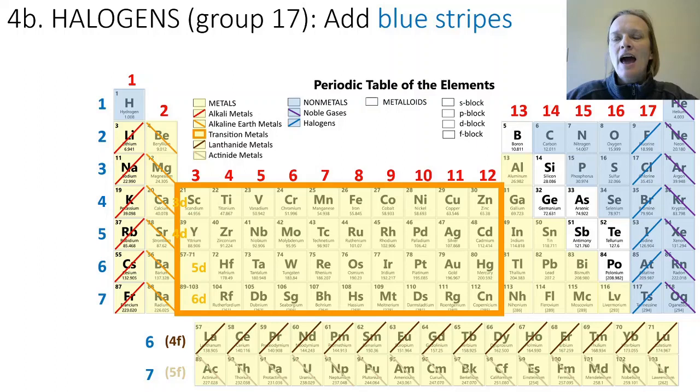Next, with the halogens. Halogens are group 17. I'd like you to add blue stripes to those elements there in group 17: fluorine, chlorine, bromine, iodine, astatine, and tennessine.